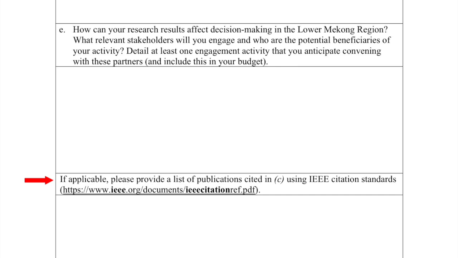For this application, referenced work is not required, but if you have used any publications to write this proposal, please use this standard to cite them.